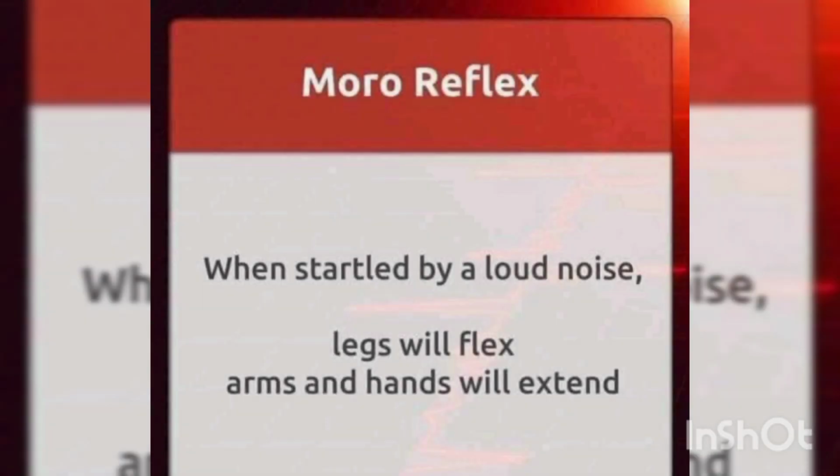What is Moro reflex? Moro reflex is when, startled by a loud noise, the baby would flex his or her legs, and arms and hands would be extended.